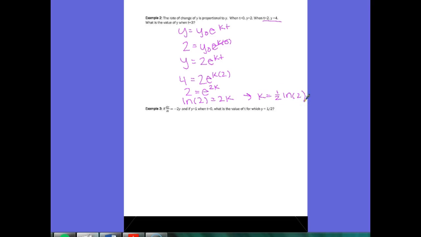So what's your exponential equation? y equals 2 e to the 1/2 ln 2 times t. How do you read that? 1/2 ln 2, up in the exponent like that. Just 1/2 ln 2.